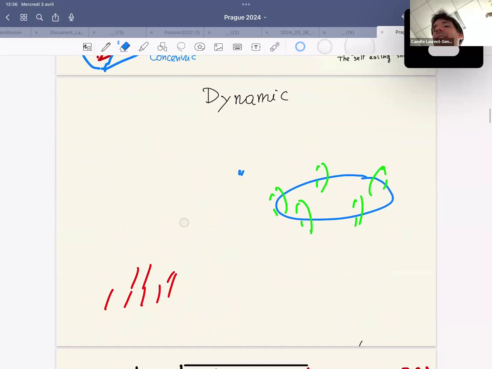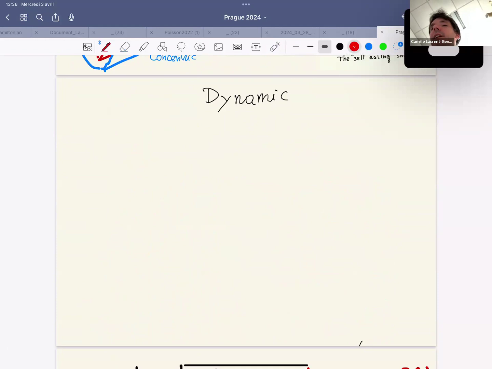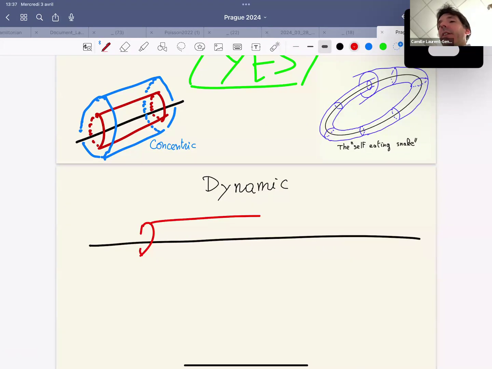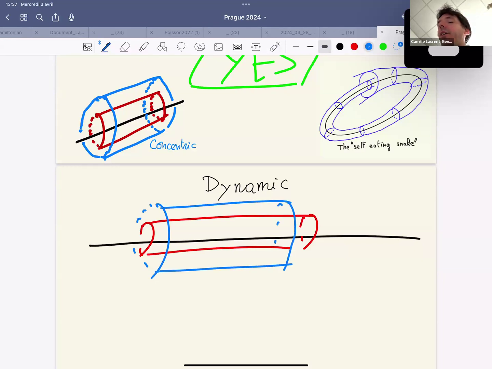We are much more interested in singular foliations like this one. You take a straight line, and around it, you take the cylinders like this that are somehow rolled along the straight line.